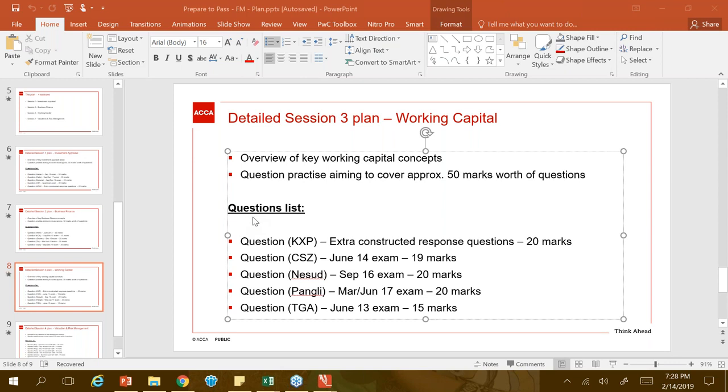Did not touch cash budgets. Well, we didn't have much time really to go on the cash budgets, but cash budgets are simply inflows and outflows. So there's nothing much there. You will have an opening balance of cash, some inflows, remove the outflows, you get a closing balance. So again, the aim here wasn't to cover everything on working capital. The aim was to focus on key areas and do some question practice.